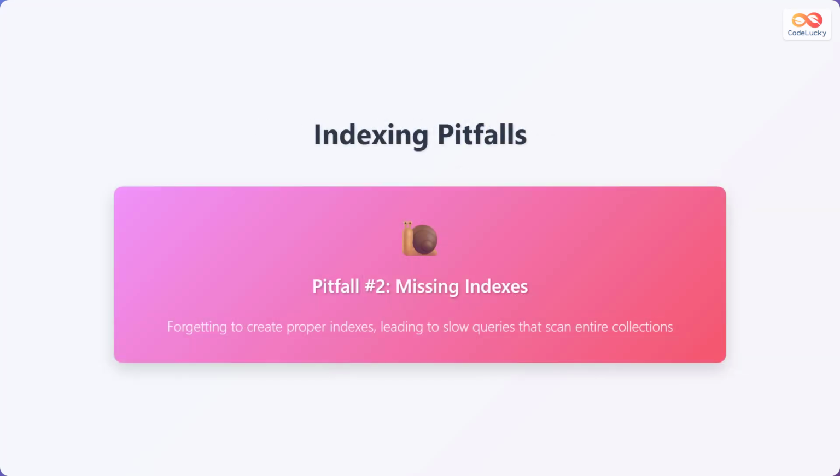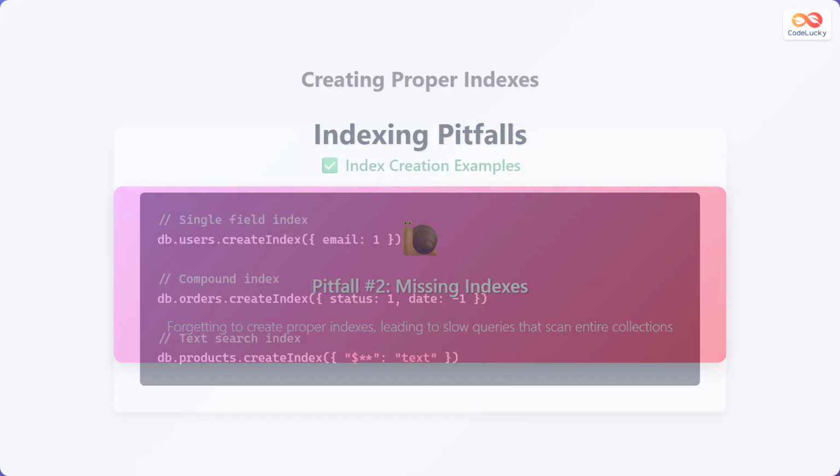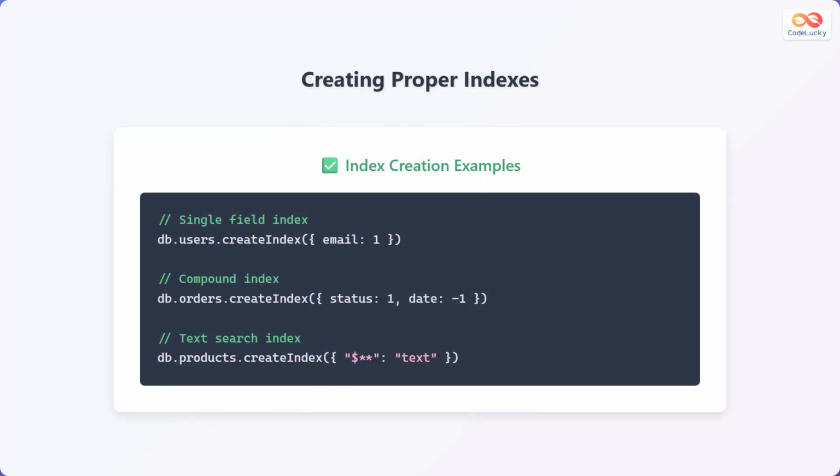Another very important aspect of MongoDB is indexing. Let's explore some indexing pitfalls that developers generally make. One common indexing pitfall is forgetting to create proper indexes, leading to slow queries that scan entire collections. Creating proper indexes can drastically improve query performance. Some of the index creation examples are on the screen.